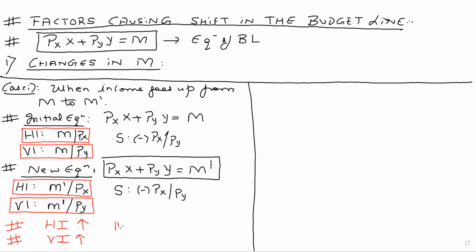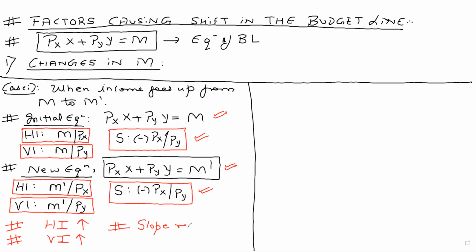And what about the slope? You can see the slope initially was minus px by py. Slope now is also minus px by py. You write this equation in terms of y and differentiate it with respect to x, you get minus px by py. You write this equation in terms of y and differentiate with respect to x, you will again get minus px by py. So what do we learn? The slope remains unchanged.